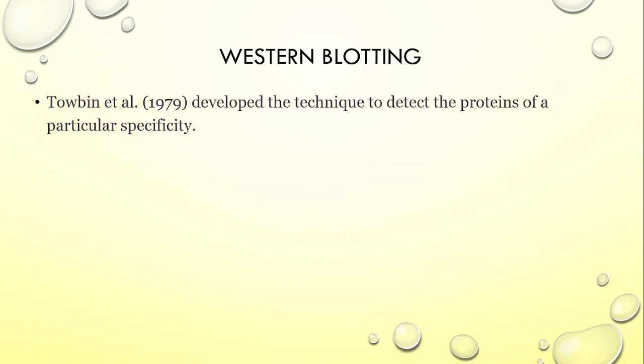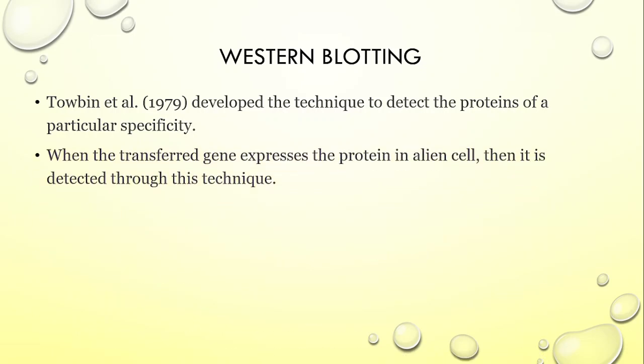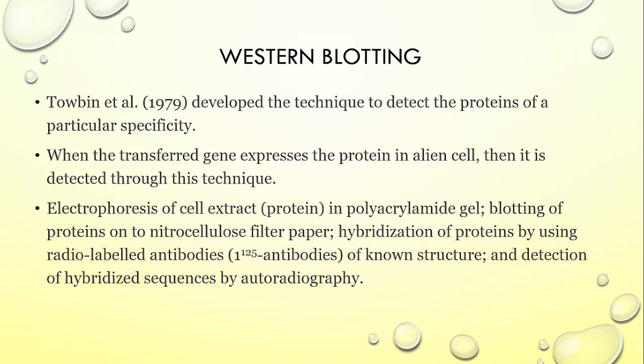Now, Western blotting. This method was developed by Towbin in the year 1979. It is a method developed to detect the protein, that is the gene product. Please make a note that in Southern and Northern blotting, we were identifying either the gene or the transcript. Here we are identifying the gene product, that is the protein. When the transferred gene expresses a protein in an alien cell, it is detected through this technique.